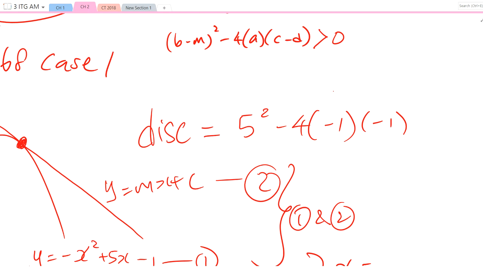Okay? So now I've completed the intro to 2.5. Tomorrow we will finish 2.5, and we will go on to graphs of modulus functions.